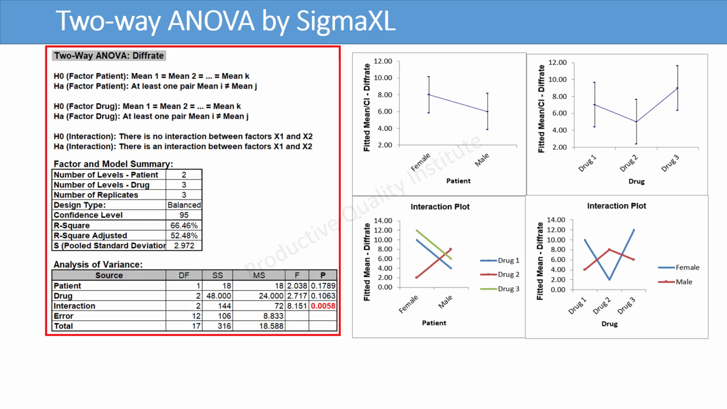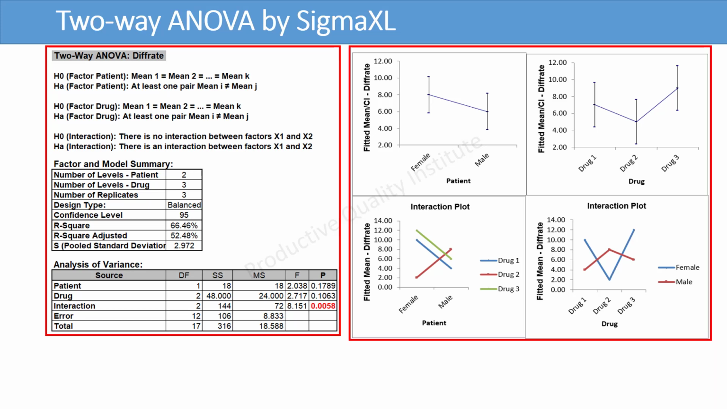Click OK again. The results are shown. Scroll down to view the main effects, with confidence intervals and interaction plots. Note that the mean values shown are fitted, predicted means, not data means.